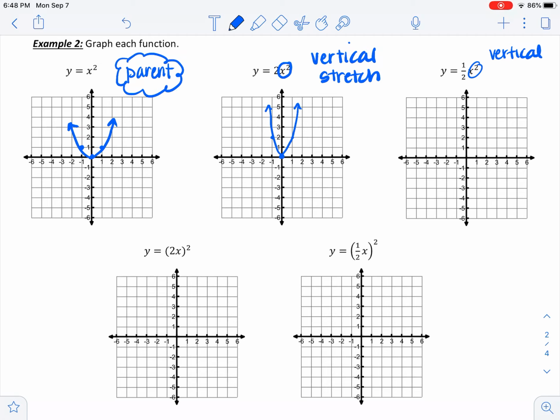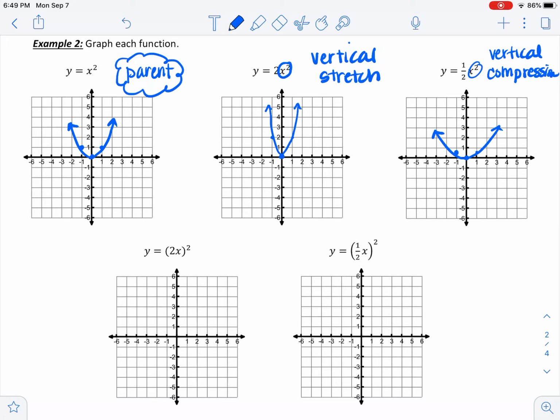And then number in between 0 and 1, so this is a compression. So in the future, what I would say is vertical compression. I would picture in my head smashing it in between my hands. It got wider. And I would say, okay, it looks something like this, right? But just to prove to you that it did get wider, let's plug in values. Plug in 0, you get 0. Plug in 1, you get a half. Plug in negative 1, you get a half. So it does get wider.